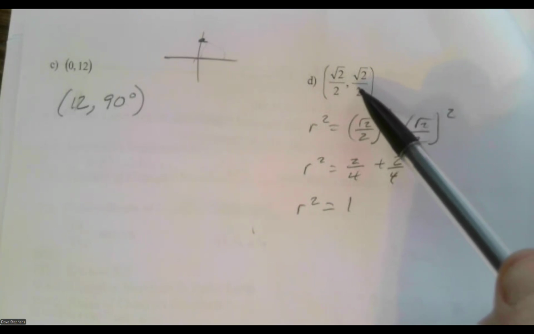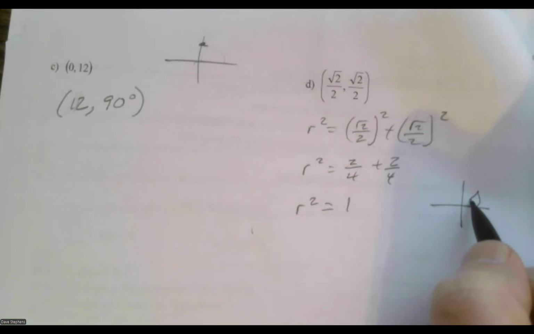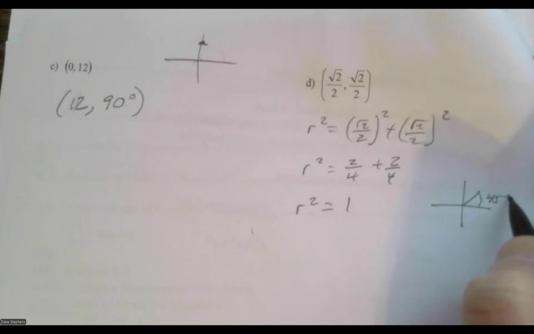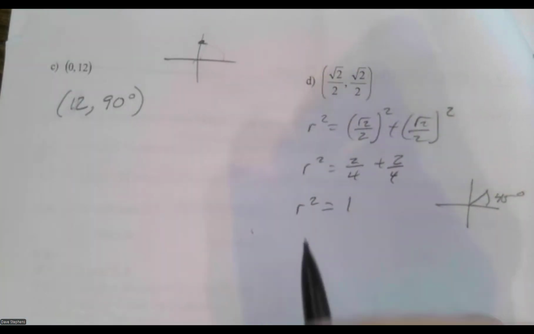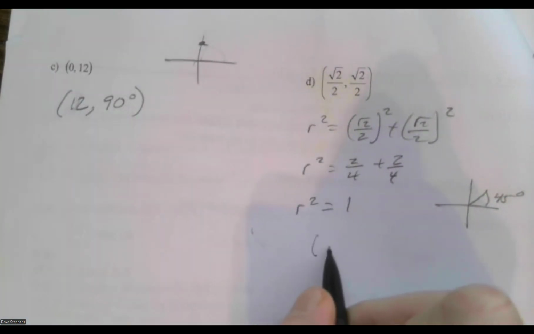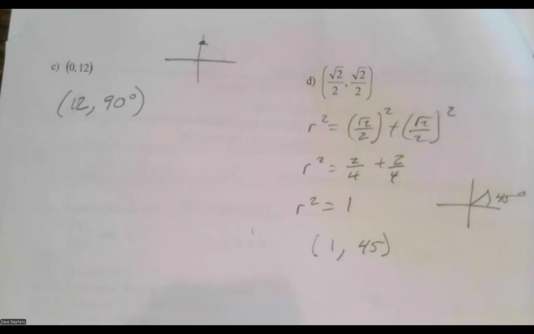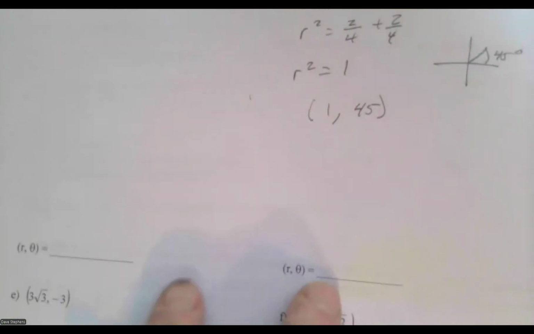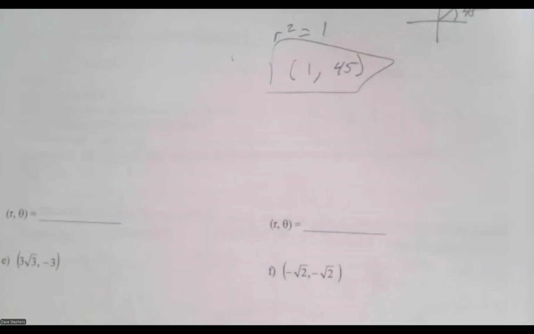Now we can go through and look at what tangent is going to give me an x value root 2 over 2 and a y value root 2 over 2? What angle? Tangent of what angle? X and y have to be the same, which means that has to be a 45-degree angle, right? I feel like we should be okay with that. So here our polar coordinate is 1 comma 45. Yeah, they gave us space down here, but I'm too lazy to go write it twice.